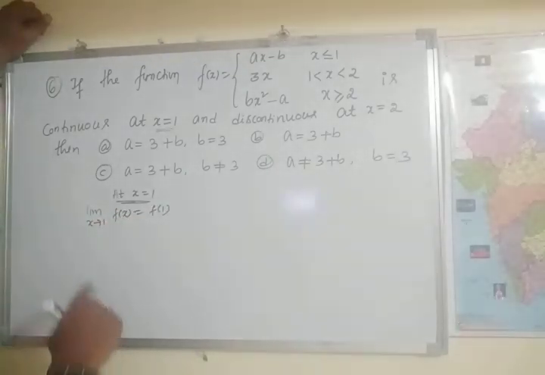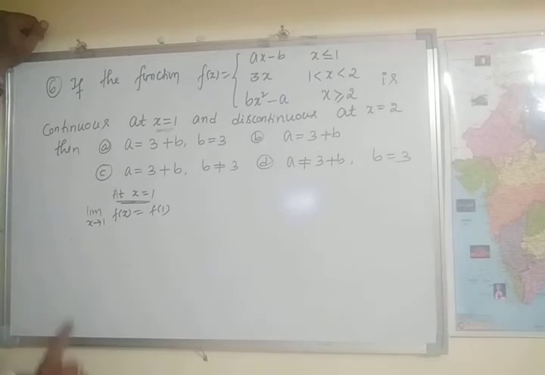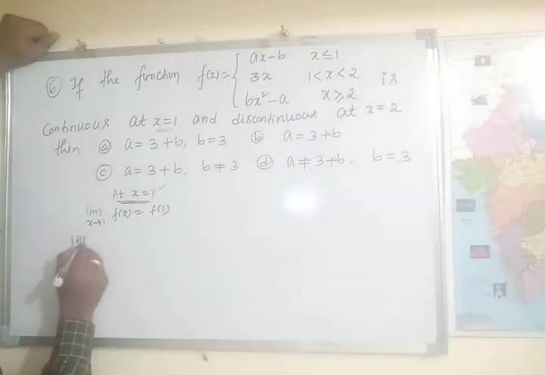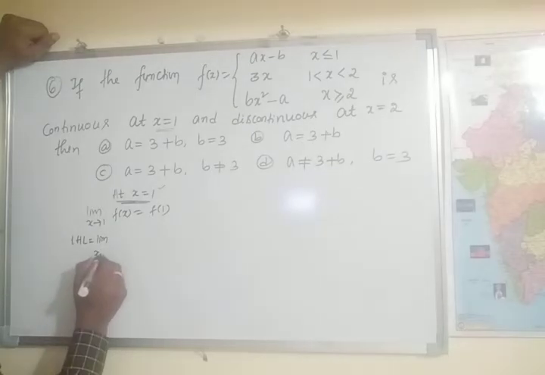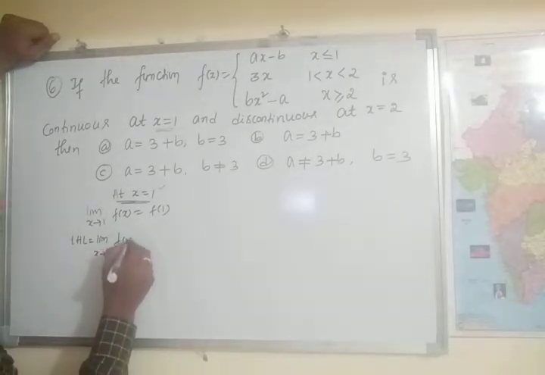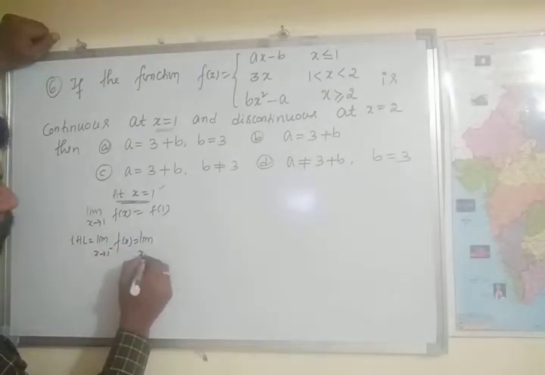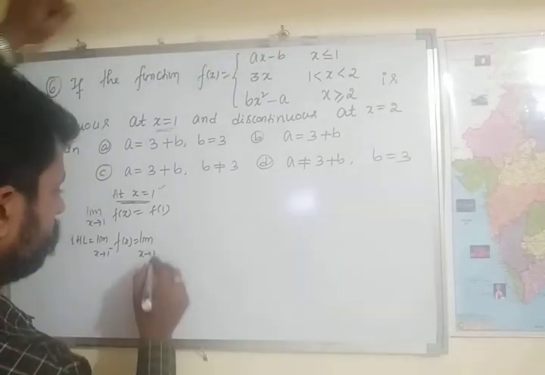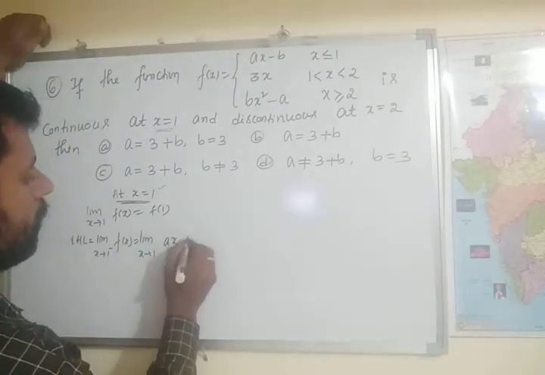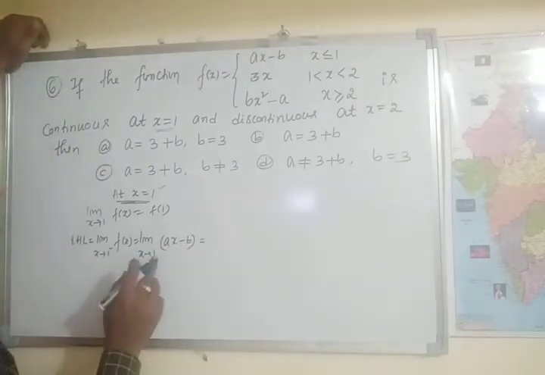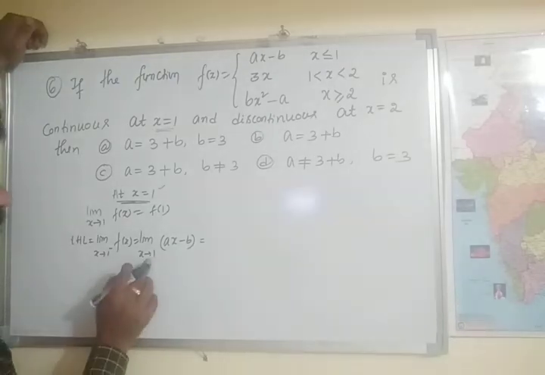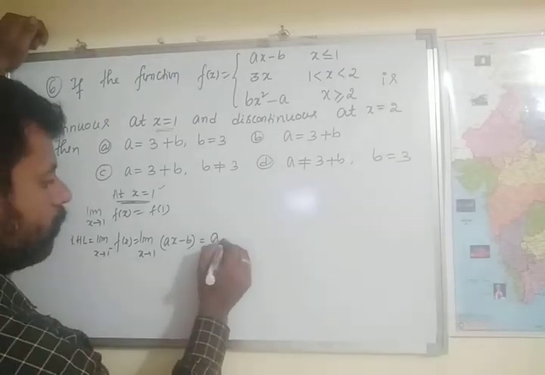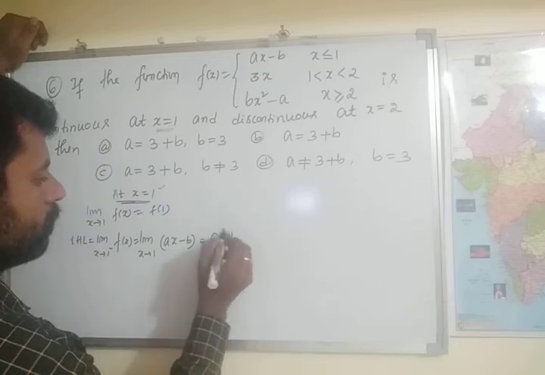Function is continuous means the left hand limit is equal to the right hand limit at the point x equals 1. The left hand limit is the limit as x tends to 1 minus of f of x, which is the limit as x tends to 1 of ax minus b. Substituting 1 in place of x, we get a into 1, which is a minus b.